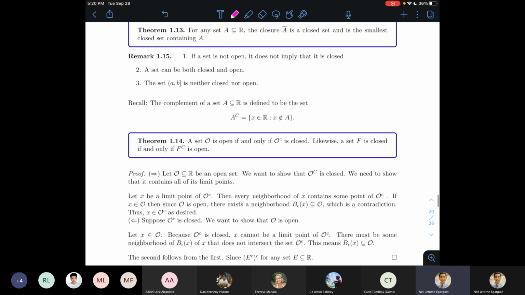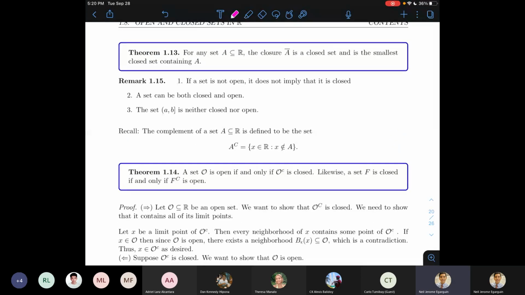Now, if a set is not open, it doesn't mean that it is closed. Hindi ito closed or open. So, kapag hindi siya open, hindi necessary na close siya. And also the other way around is also true. Hindi necessary na kung siya ay hindi closed, ibig sabihin ay hindi siya open.